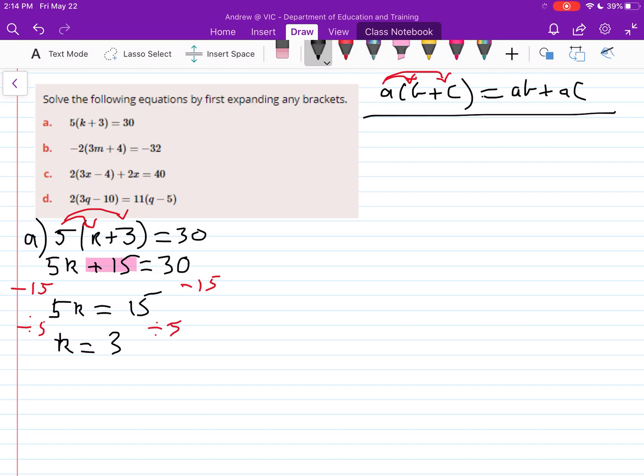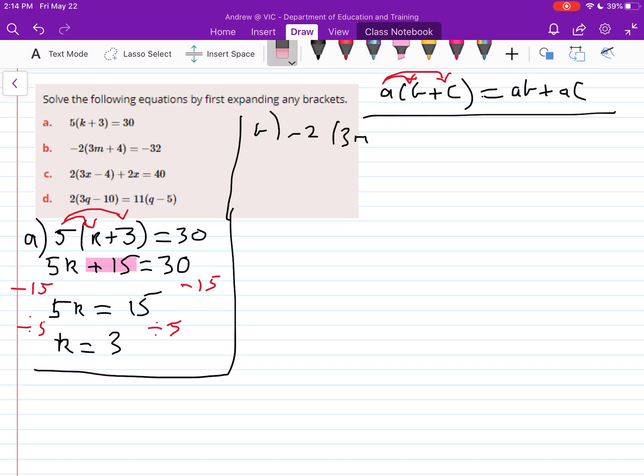Secondly, we're going to start B up here. So we have minus 2, in brackets 3m plus 4. This is equal to negative 32.